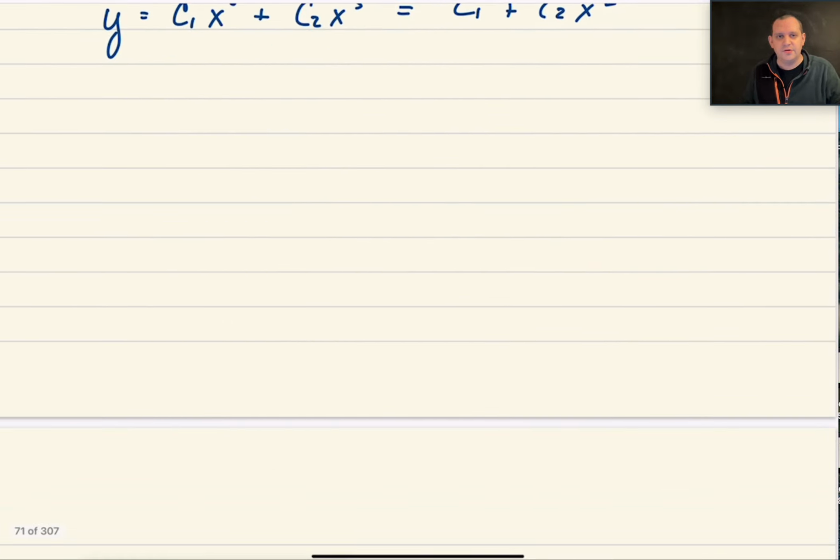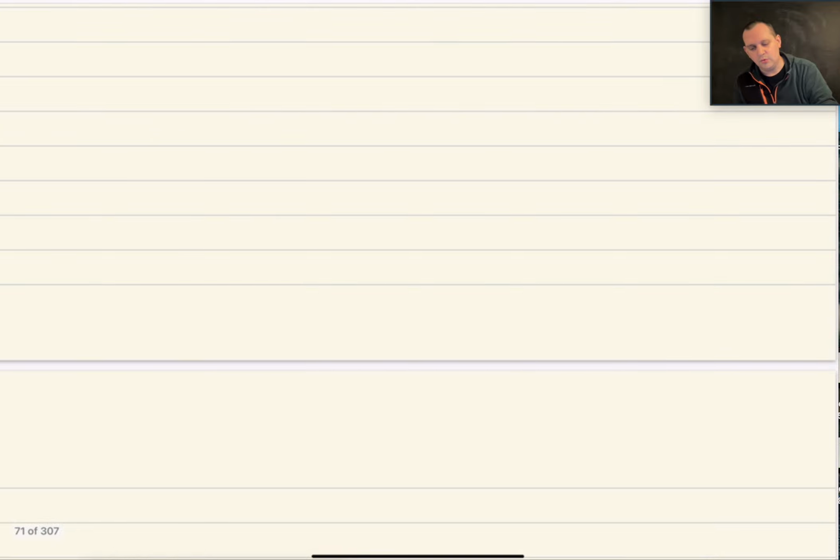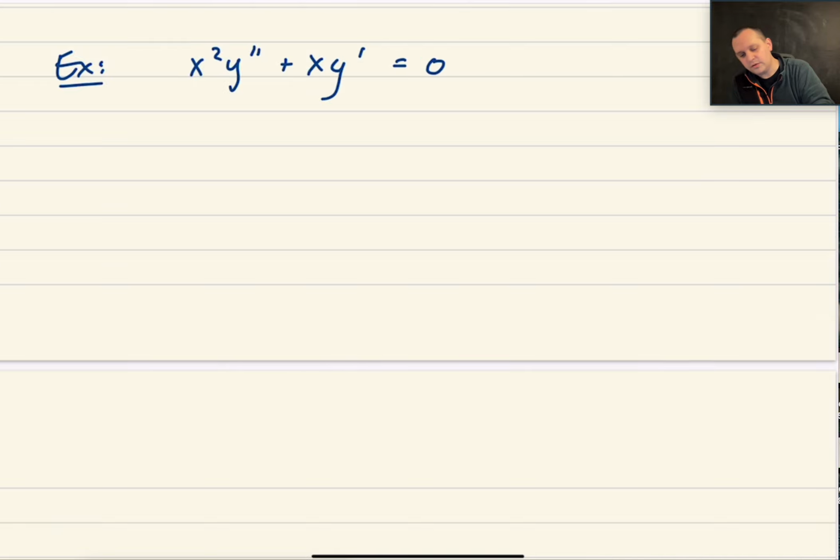Scenarios that can happen with Cauchy-Euler equations. So there's two other possibilities. One is that, here we had distinct real roots. You can have repeated roots. So let's look at something like, if we were to have repeated roots, let's look at something like x squared y double prime plus xy prime equals 0.